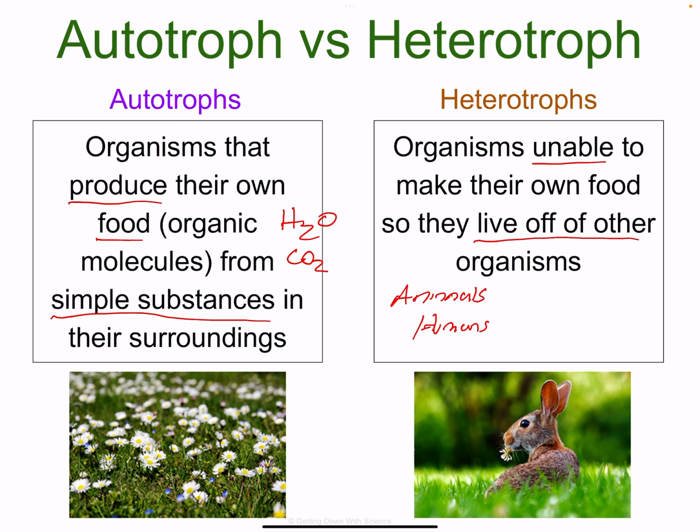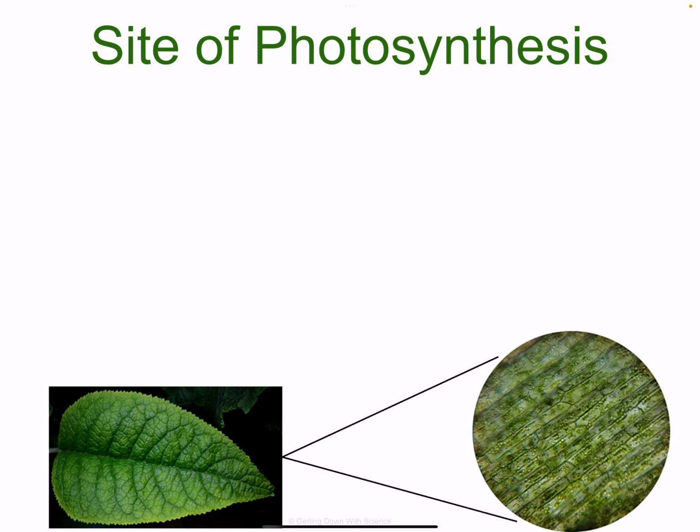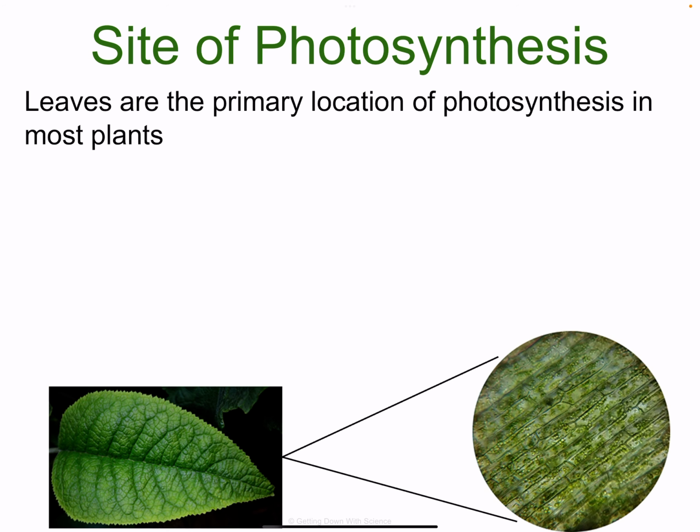So essentially heterotrophs must consume, right? They have to consume something. They can't just generate their own energy. They have to eat something to get energy, okay? All right. So let's talk about where photosynthesis occurs. So photosynthesis is going to be occurring in leaves, right? So this is the primary location in the plant itself.